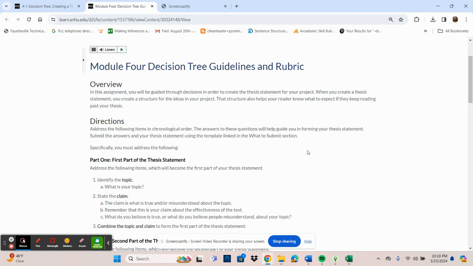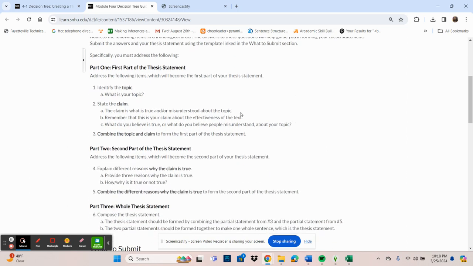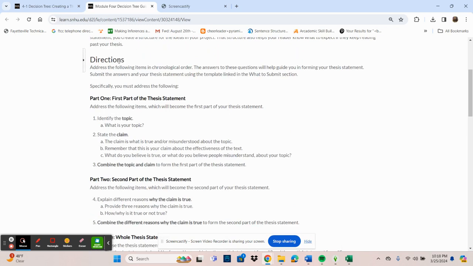In this assignment, you'll be guided through decisions in order to create the thesis statement for your project. When you create a thesis statement, you create the structure for your ideas in your project. That structure also helps your reader know what to expect if they keep reading past the thesis. So it just tells you what to do. The directions here are really important, so I suggest that you look at them more than one time and follow them exactly. The directions say, address the following items in chronological order.